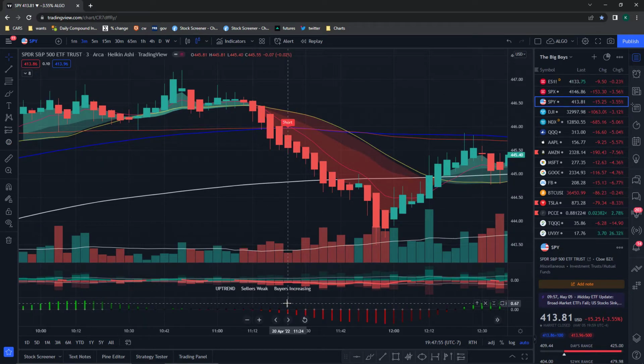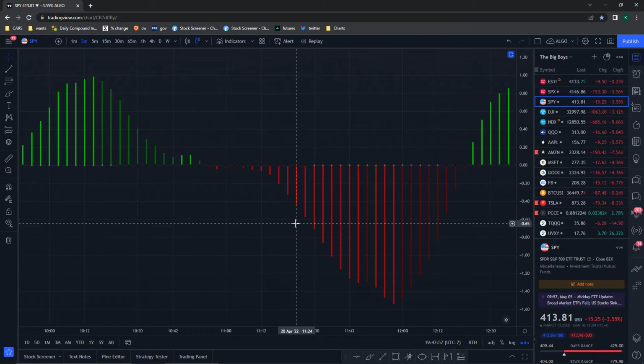Now we go down to our momentum at 11:24, which is right here. And our momentum is picking up very nicely. We just saw a big drop of momentum, and it's increasing very quickly. So right there is when we would enter the trade.